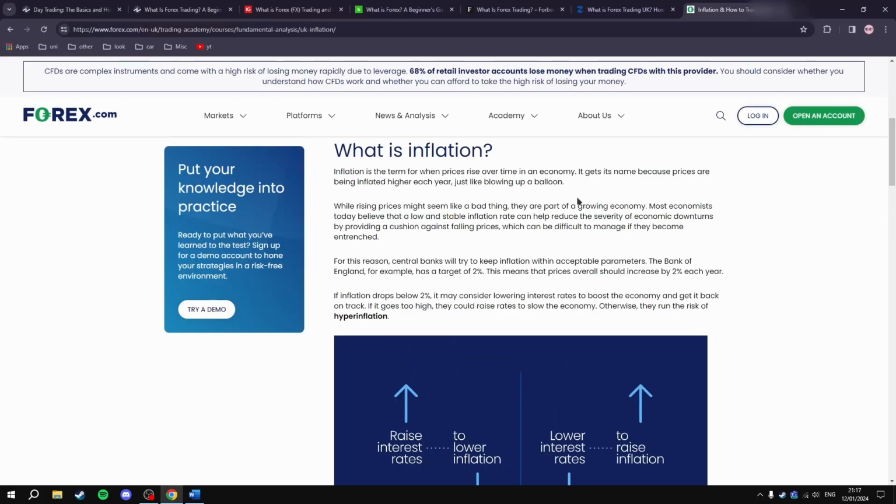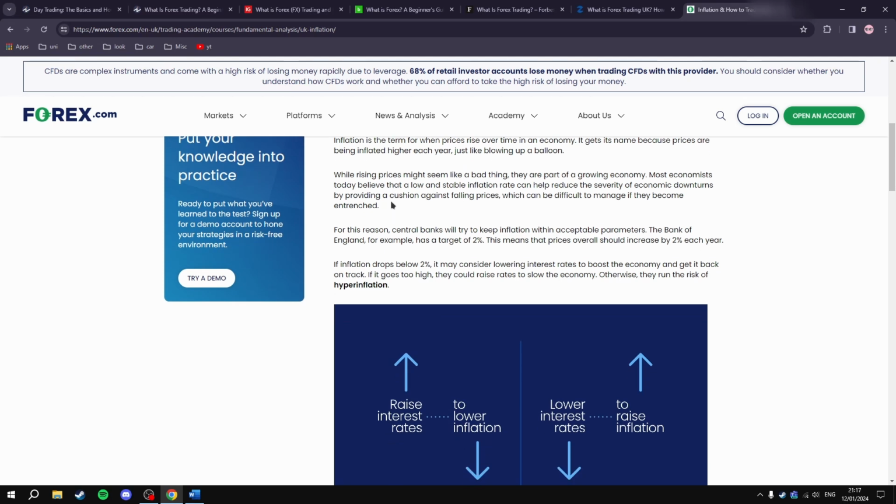It gets its name because prices are being inflated higher each year, just like blowing up a balloon. While rising prices may seem like a bad thing, they're a part of a growing economy. Most economists today believe that a low and stable inflation rate can help reduce the severity of economic downturns by providing a cushion against falling prices, which can be difficult to manage if they become entrenched.